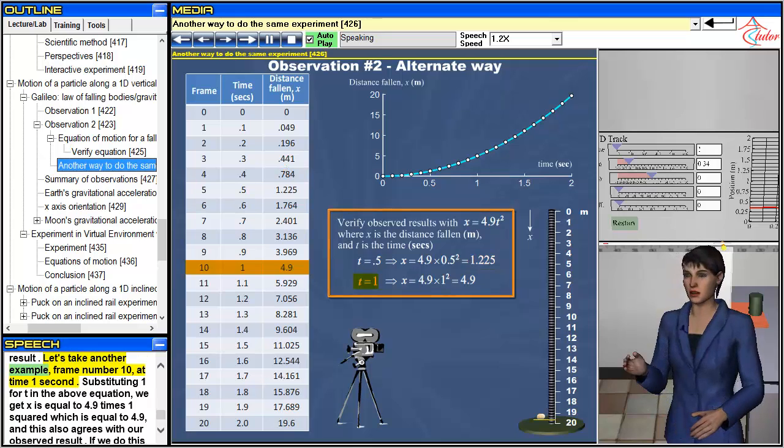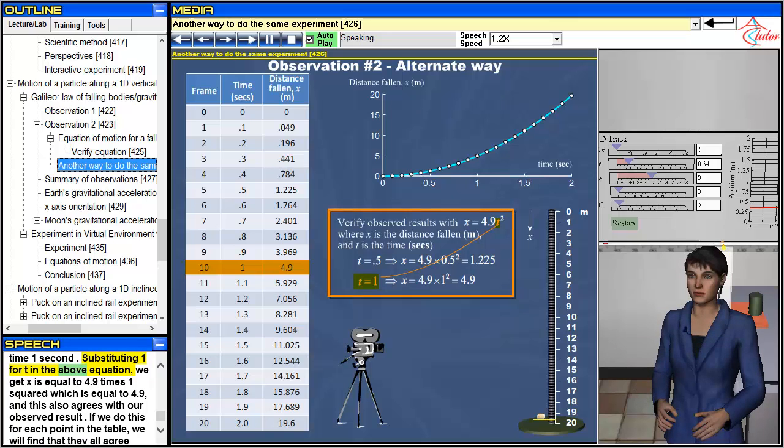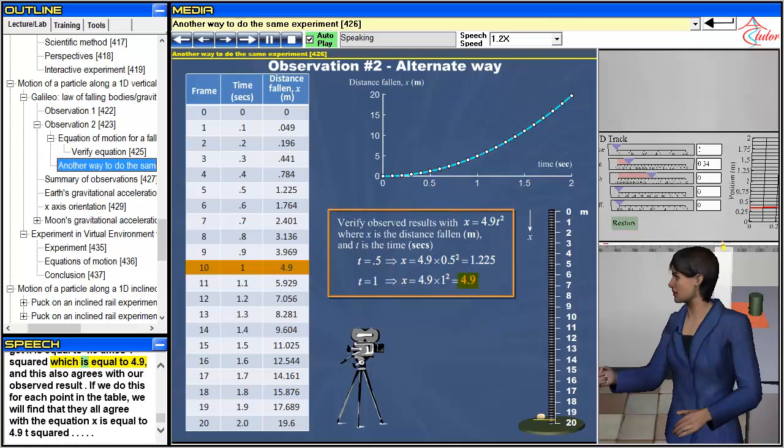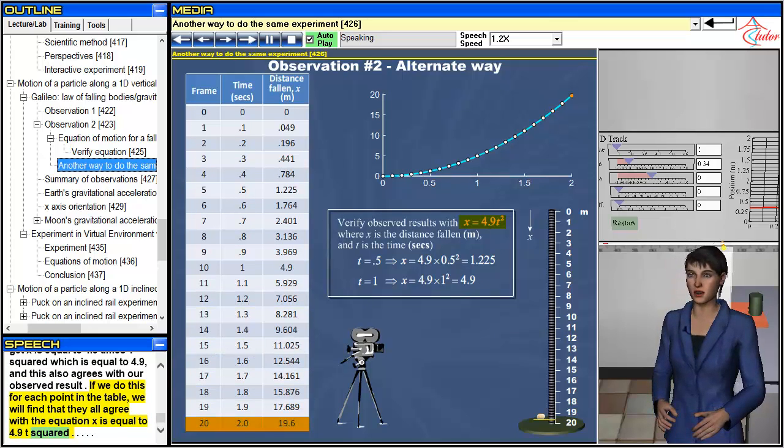Let's take another example, frame number 10, at time 1 second. Substituting 1 for t in the above equation, we get x is equal to 4.9 times 1 squared, which is equal to 4.9. And this also agrees with our observed result. If we do this for each point in the table, we will find that they all agree with the equation x is equal to 4.9 t squared.